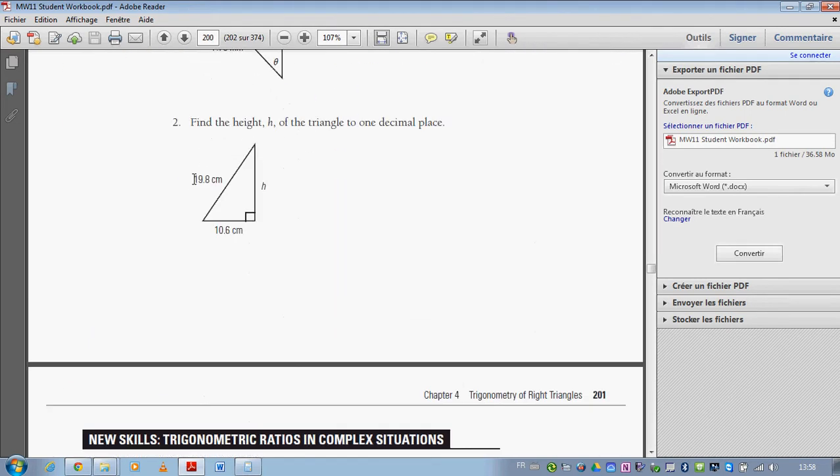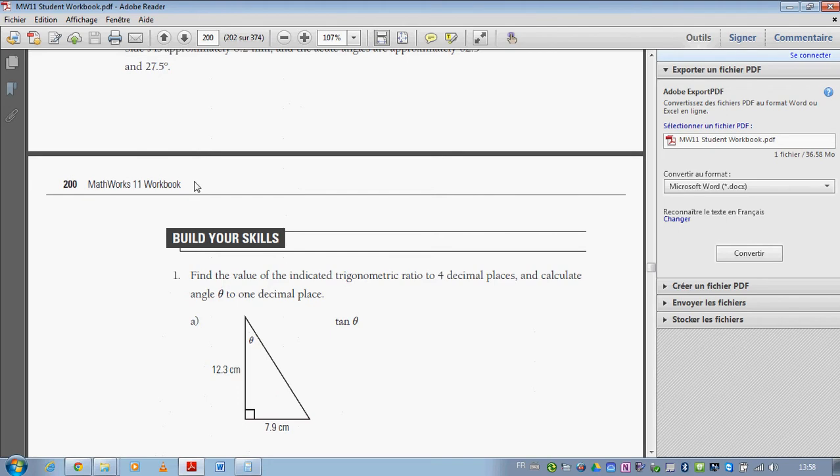At this point, you can pause the video and attempt the Build Your Skills questions on page 200 of your workbook.